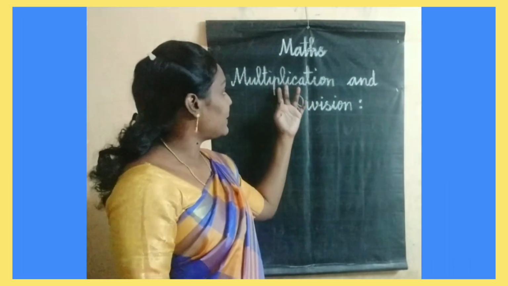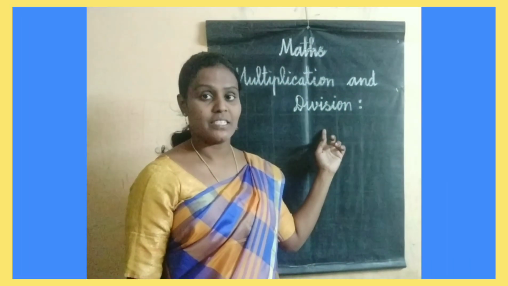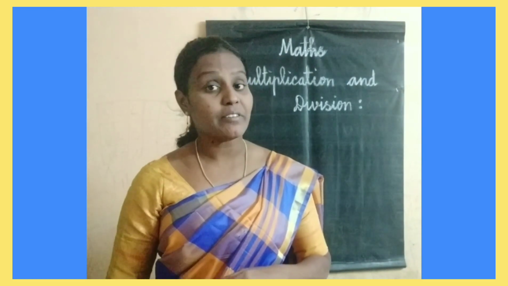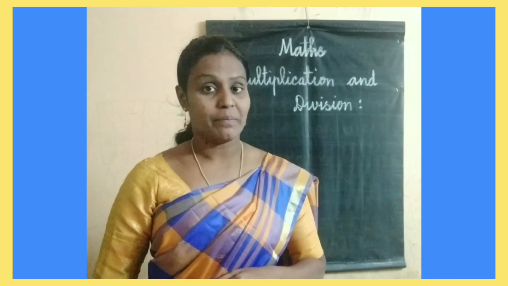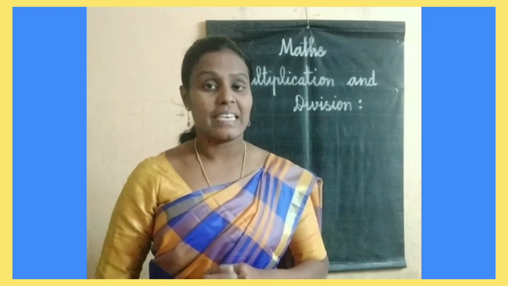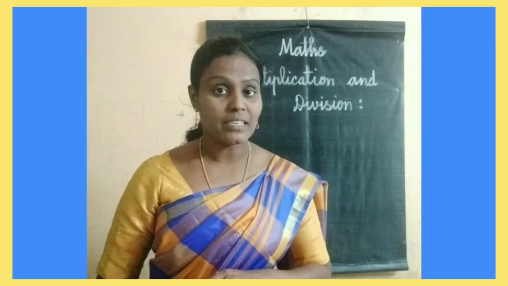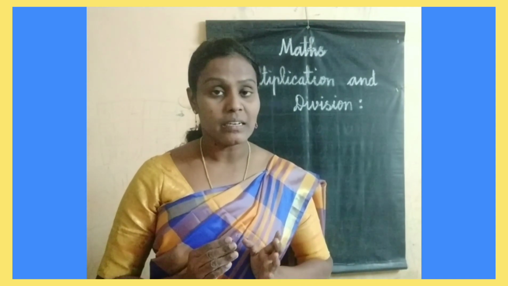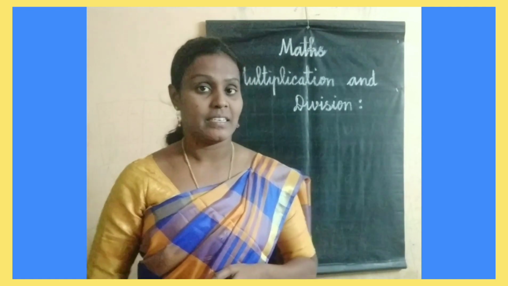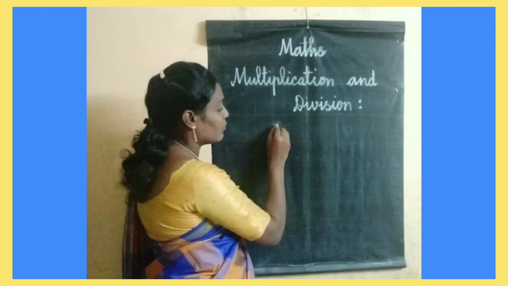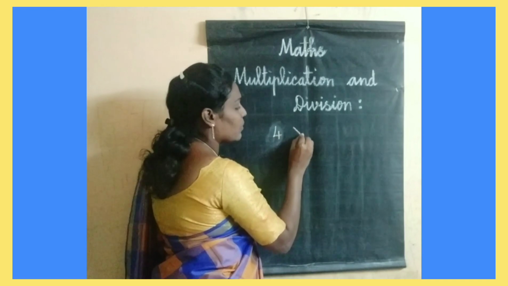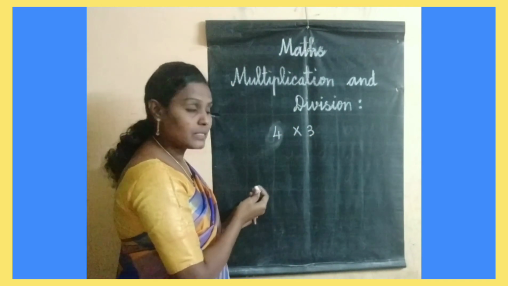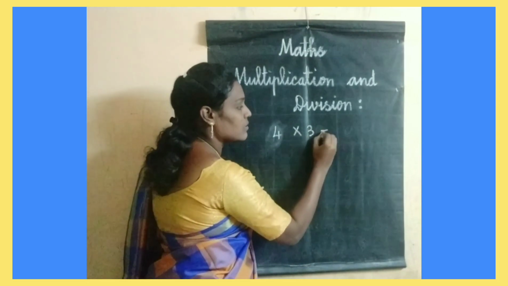Next, multiplication and division. Children, multiplication and division are reverse operations. Multiplication means, yes, we have to find the total. In division, from the total, we have shared. I have shared 4 badams among 3 of my friends. The total number of badams is 4 3s are 12.